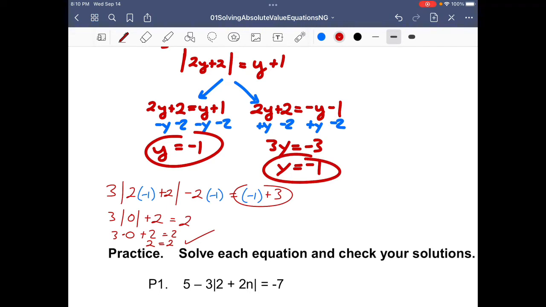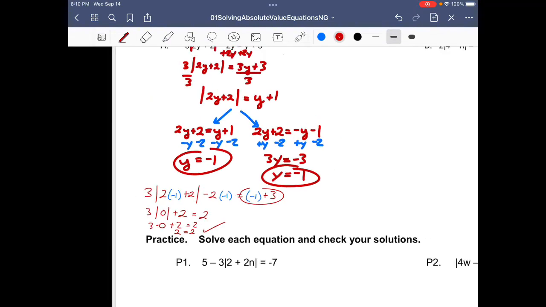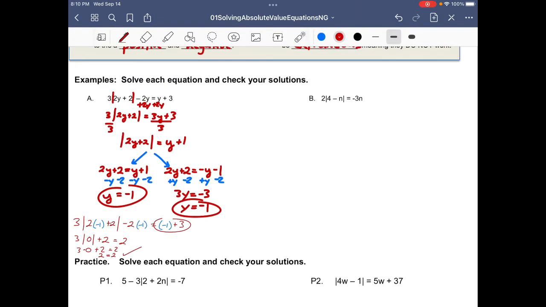Sometimes I'll circle them. The truth is, if you don't do anything with them, in other words, if you don't cross them off or somehow say that they're extraneous, then I'm going to assume that they work. And again, in this problem, they do.